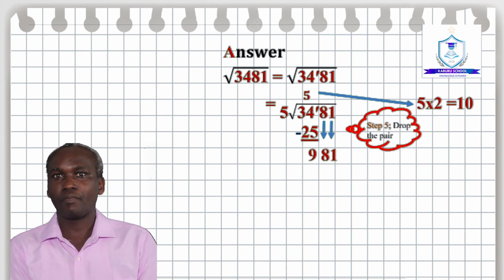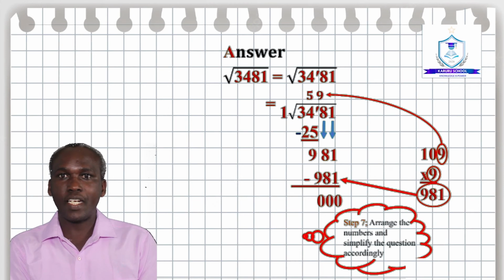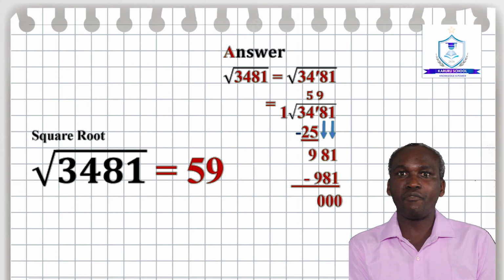981. So the remaining other option is to have 9 as the ones digit. We now multiply 109 with 9, which gives us 981. We then subtract 981 from 981, and then the remainder is 0. So remember to carry 9 to your root section, and this implies that the square root of 3481 is equal to 59.